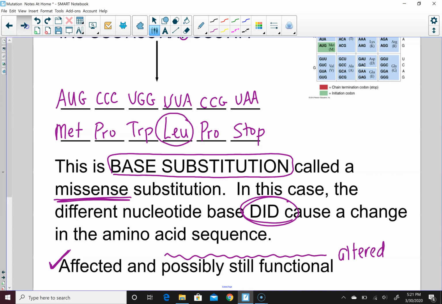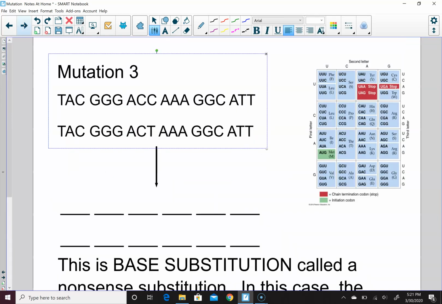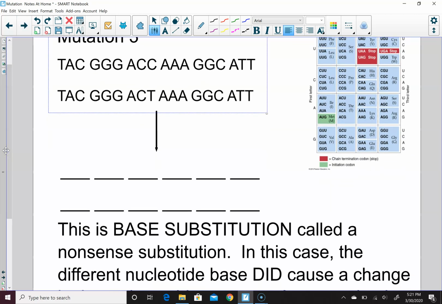Okay? And our last one is, again, a base substitution. I'm not trying to trick you here. So let's see what we got. A, U. Oh, I guess I got to find it first, right? So check, check. Oh, here's my mistake right here. The mistake's right there. So GGG is going to be CCC. And here I'm going to have UGA.